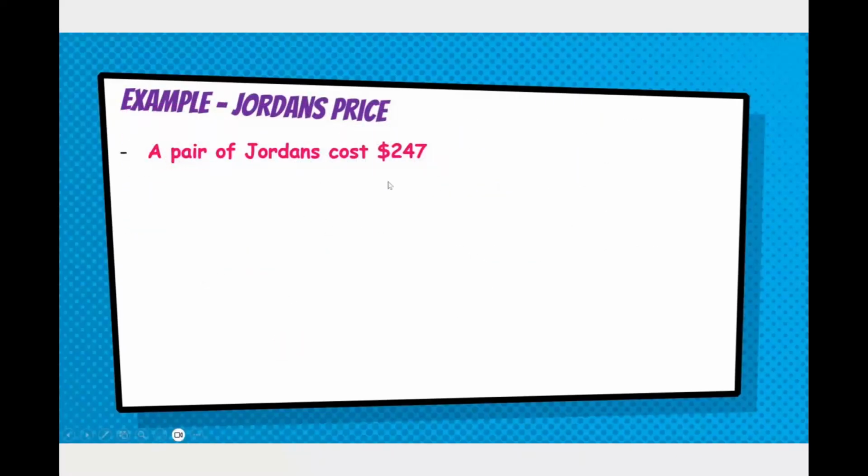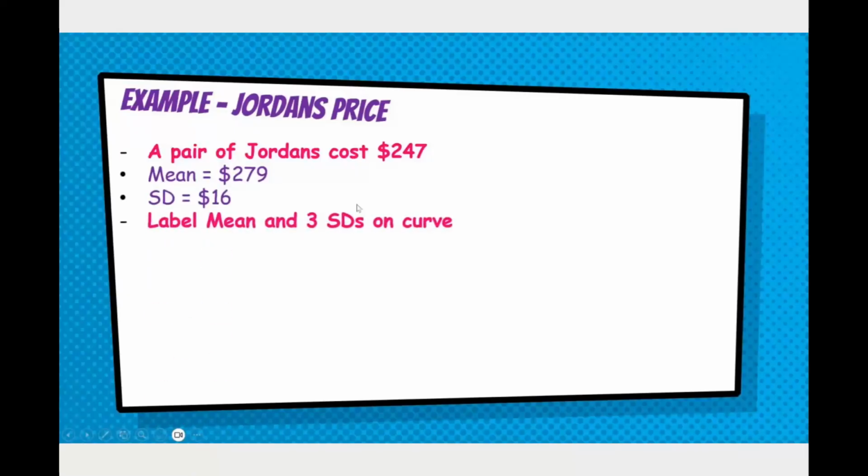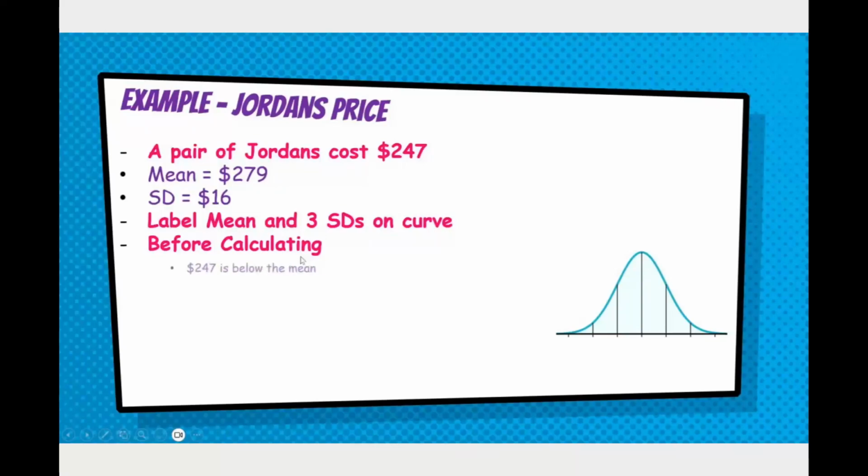Let's look at another example involving Jordans. This one's in your notes; the other one wasn't. If a pair of Jordans costs $247, we're given the mean price is $279 and a standard deviation of 16. Label the mean and 3 standard deviations on the curve. So we're going to start with that real quick. I'm going to put 279 in the middle like I have before.